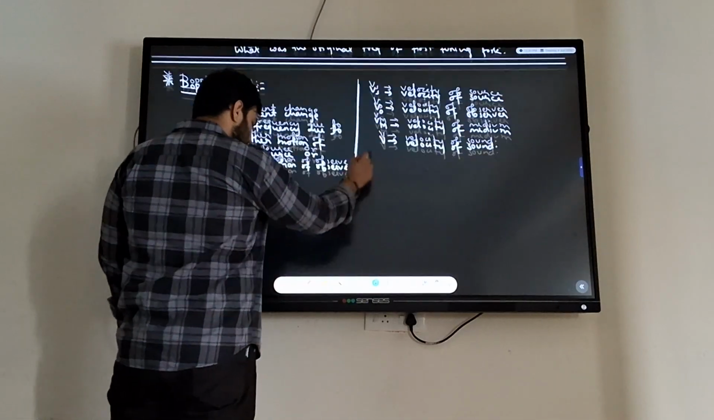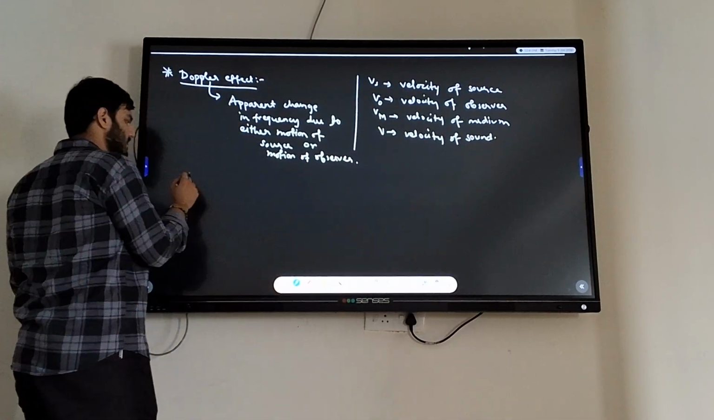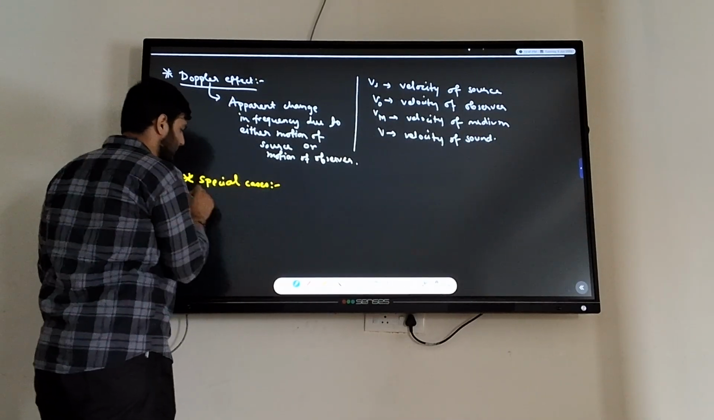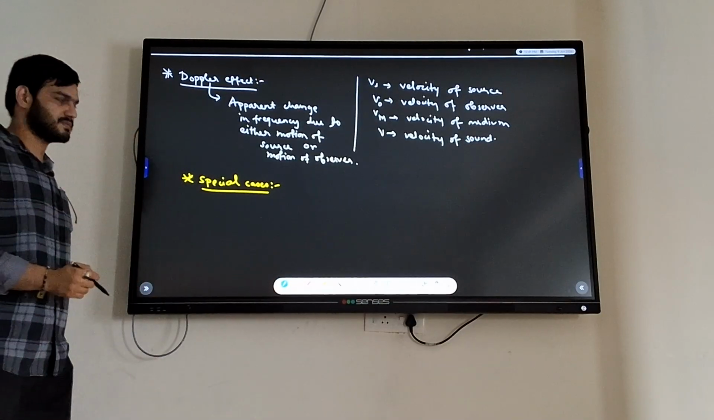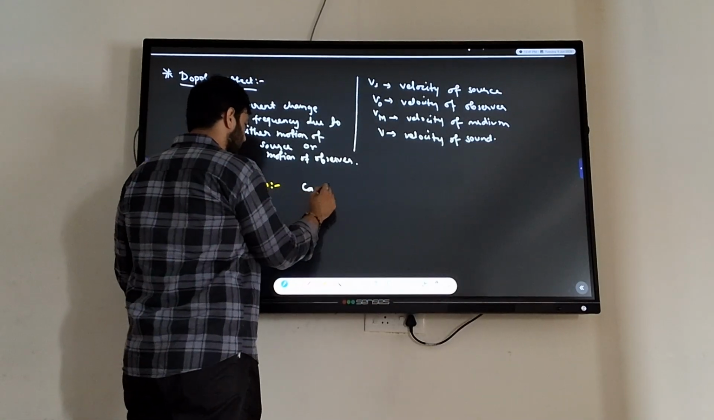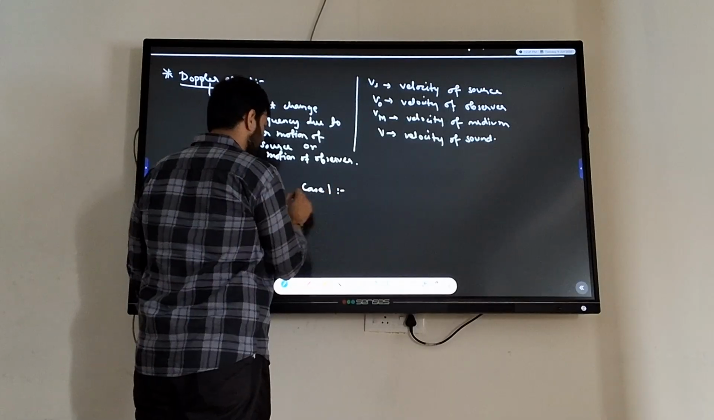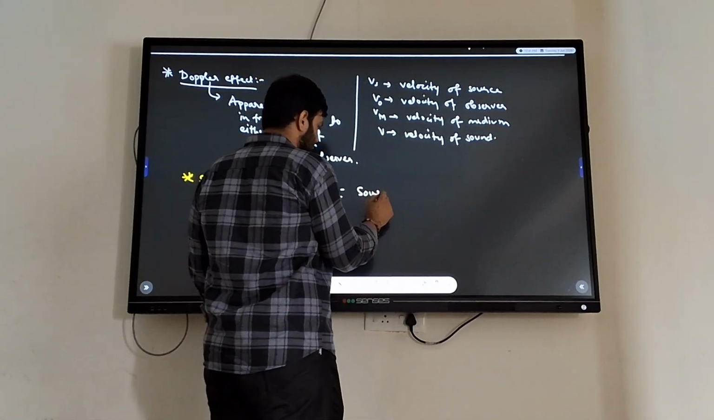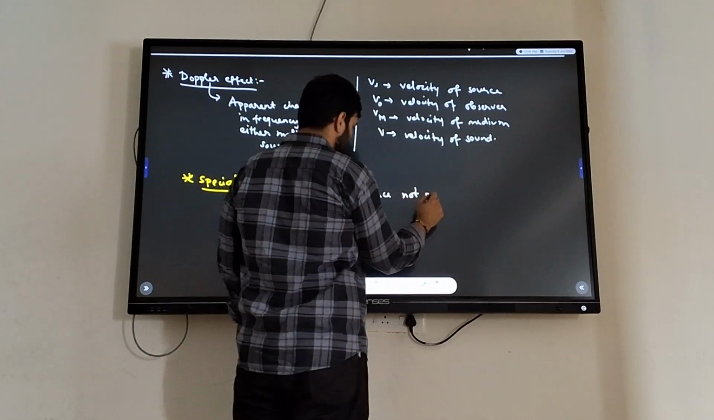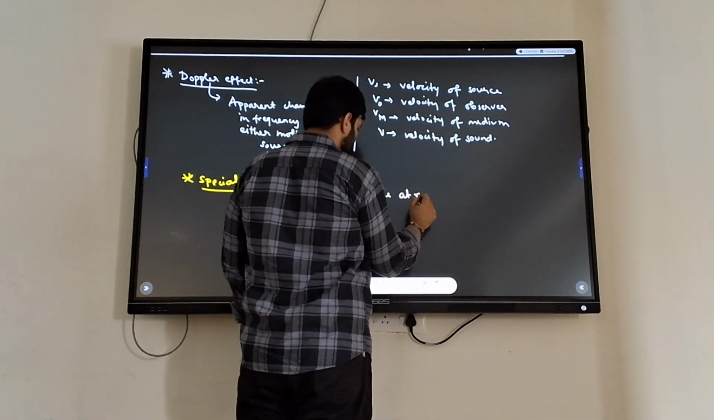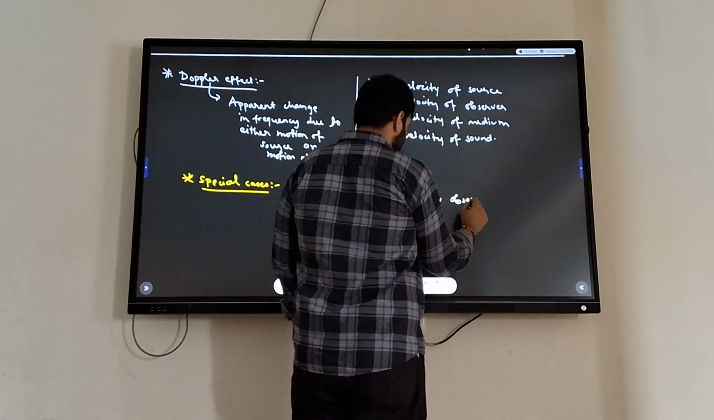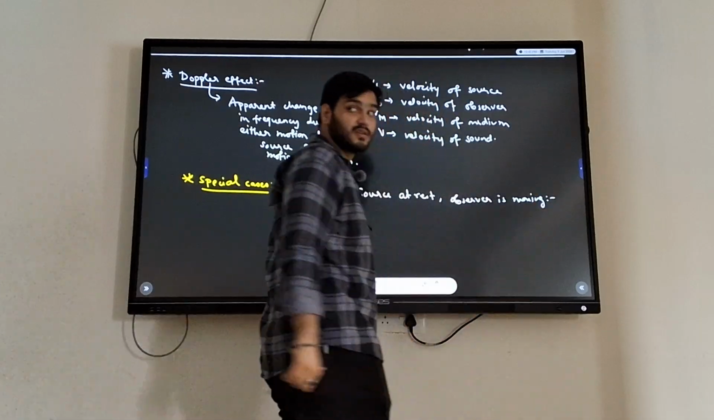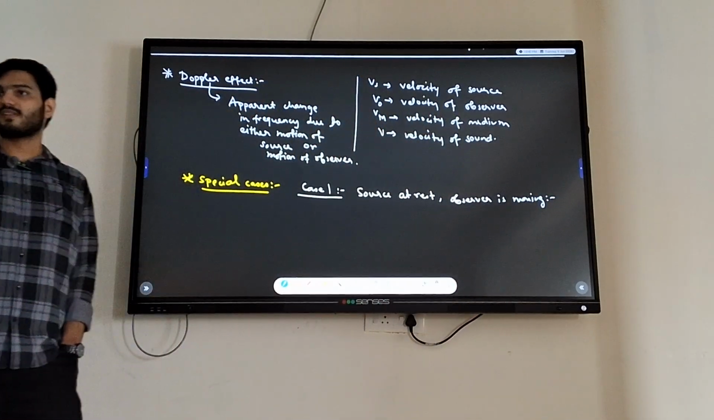Special cases. From these special cases, we will try to build up an intuition. Case 1. And the case 1 is source not moving, source at rest, and observer is moving.